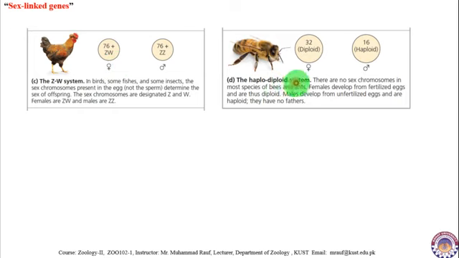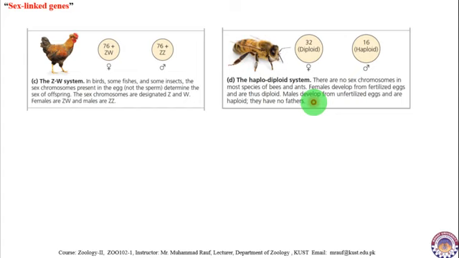Now there is yet another system, the haplodiploid system. There are no sex chromosomes in most species of bees and ants. Females develop from fertilized eggs and are thus diploid. Males develop from unfertilized eggs and are haploid. They have no fathers.